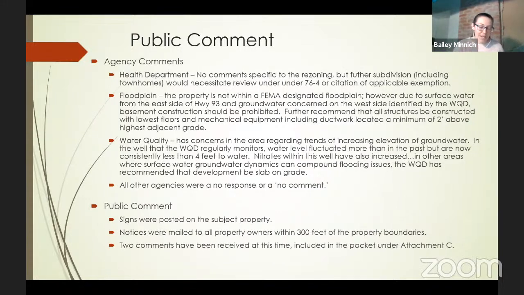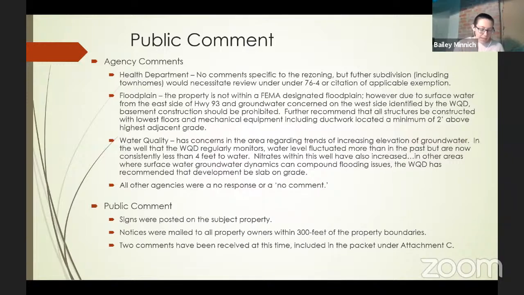And I will get into that here with my next slide, which is agency comments and neighborhood comments. So we received basically 3 agency comments that weren't a no comment or just ignored our emails. But the health department had no comments specific to the rezoning, but obviously further subdivisions, including townhome developments or building permits, would require review under the sanitations section of the Montana Code or applicable exemption.